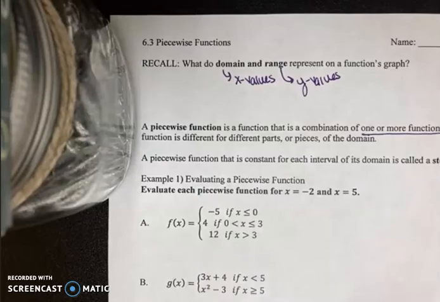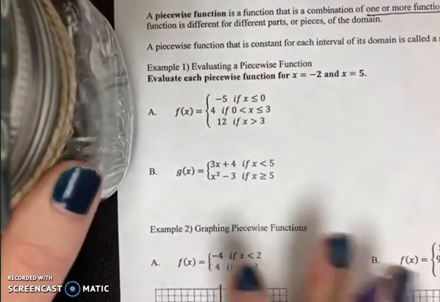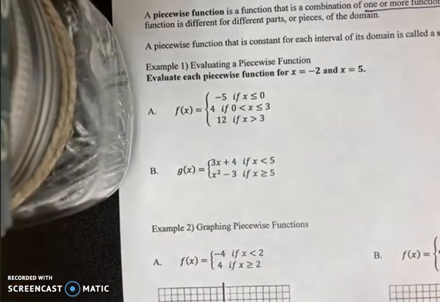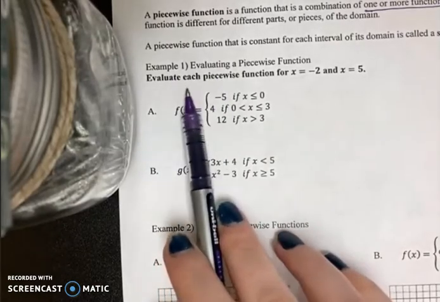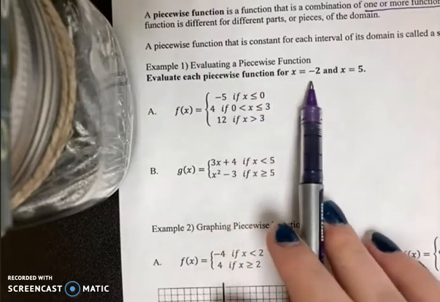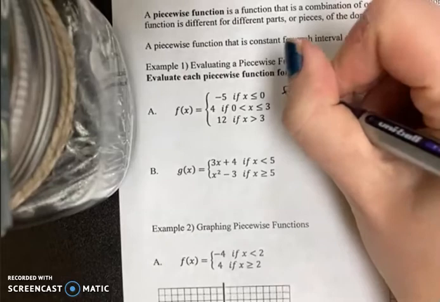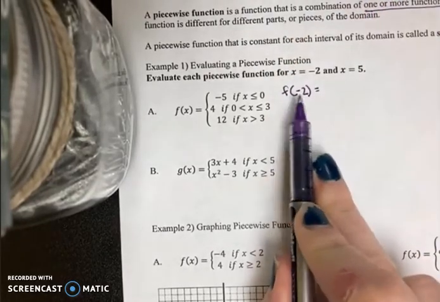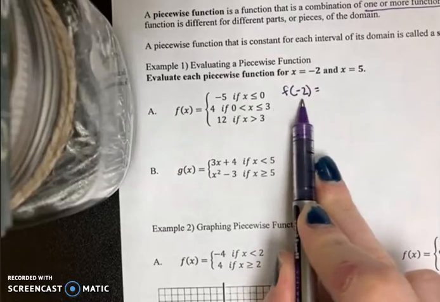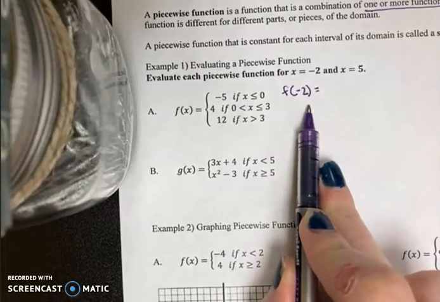The first thing we're going to do is just evaluate certain x values in piecewise functions, and then we're going to take a look at graphing them. So for part A and part B of example 1, we're going to evaluate each piecewise function for x equals -2 and x equals 5. So first, starting with the function evaluated at -2. That's how I read this.